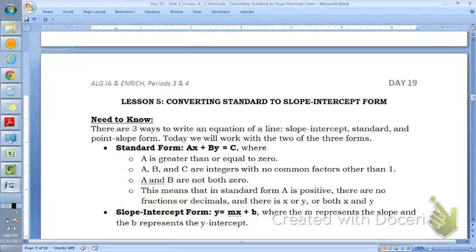This is lesson 5, converting standard form equations into slope-intercept form equations. In order to graph any equation, we have to make sure that our equation is in slope-intercept form.